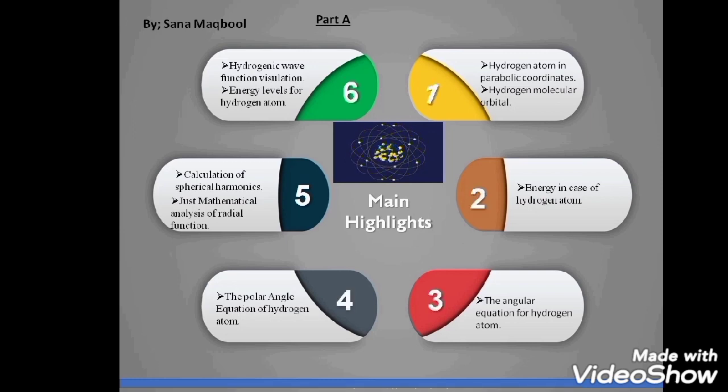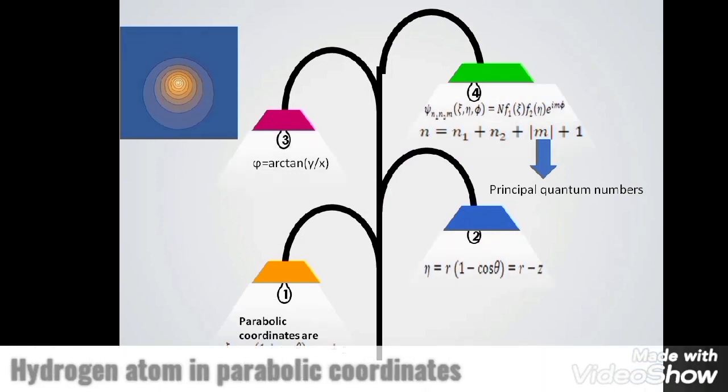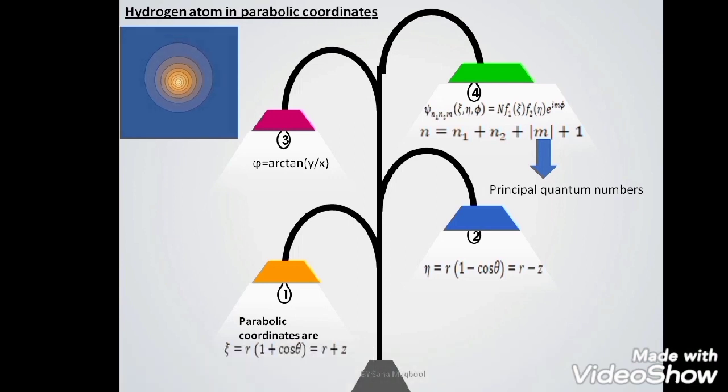So first we will consider the hydrogen atom in parabolic coordinates. The hydrogen atom in parabolic coordinates is useful because it helps in solving the Schrödinger equation for the hydrogen atom, and it is basically the major recognition to higher eigenstates. It is connected to the existence of hidden symmetry and is useful for solving Coulombic problems in electromagnetism. In this case, n is equal to n1 plus n2 plus mod of m plus 1.